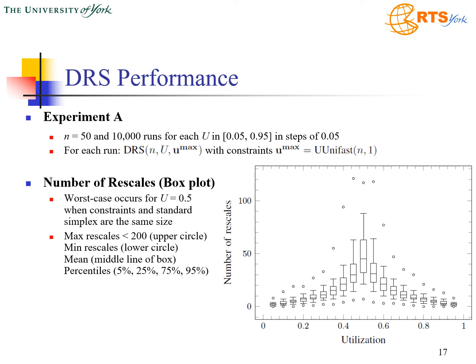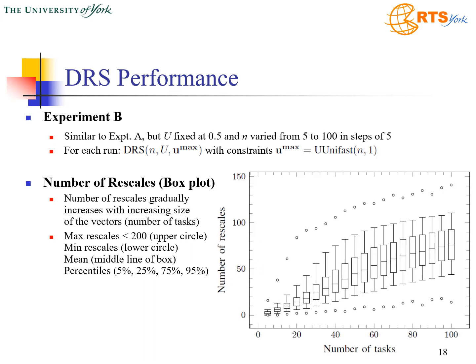And this happens when the constraints and standard simplex are of the same size, and we can get no benefit from the duality optimizations. Notice that the maximum number of rescales, even the outliers, is less than 200 in each case.